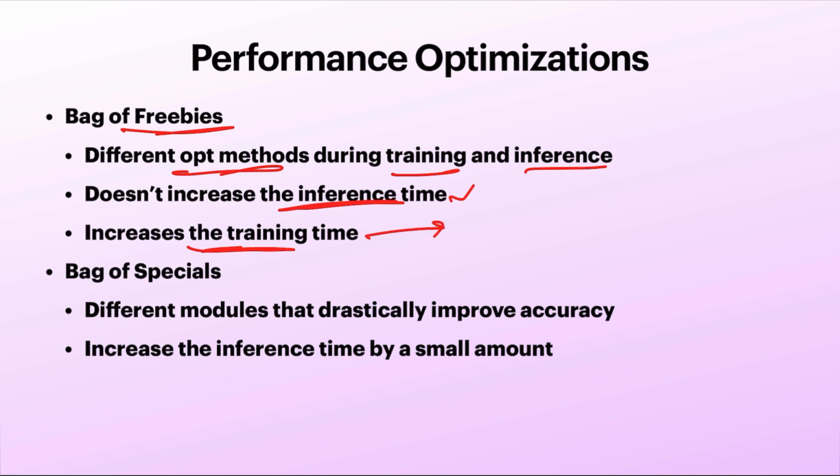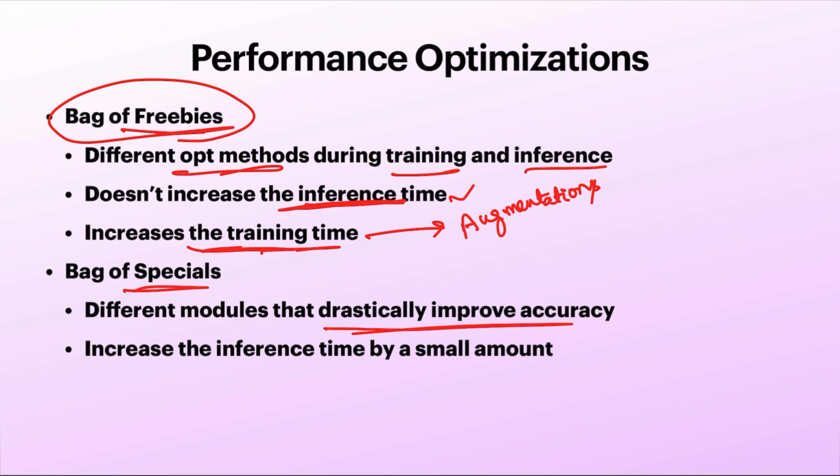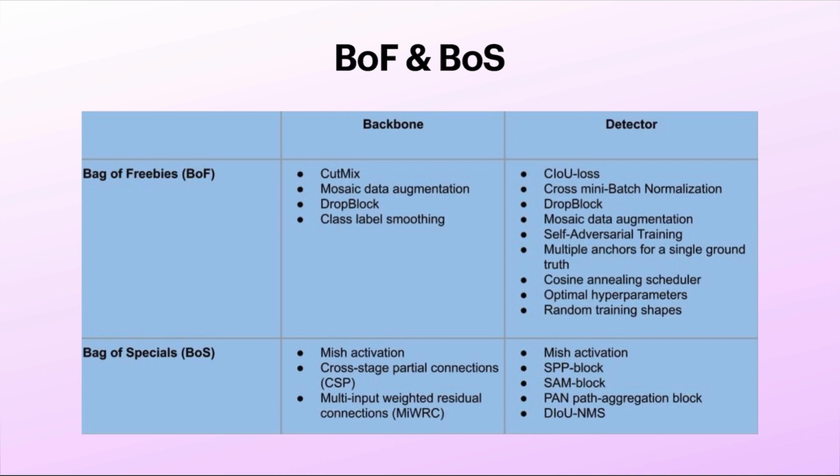One of the reasons might be augmentations, right? When you add more data using augmentations, your training time will increase, but your inference time will not be impacted. Those kinds of techniques are bag of freebies. Whereas bag of specials is some kind of modules which can improve the accuracy, but at the same time it can increase the inference time also, but it is a very minor increment. So these are the two broad categories they have made: one without increasing the inference time, and the second one with a small increase in inference time which can improve the accuracy drastically.